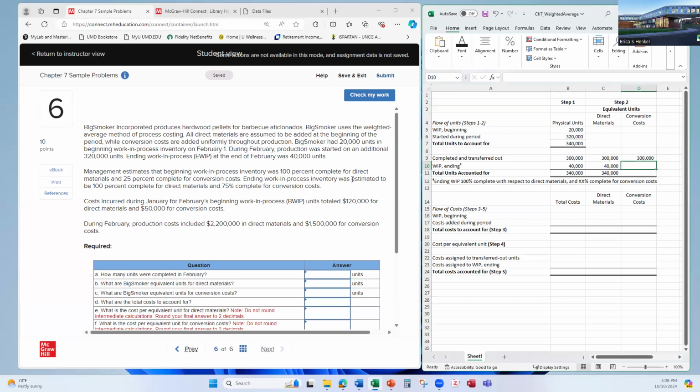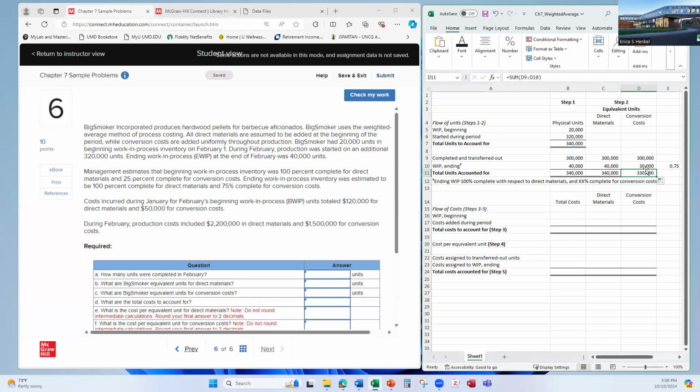Ending work in process inventory was estimated to be 100% complete for direct materials and 75% complete for conversion costs. Okay, so if I put 0.75 here, I'm going to take that E10 times my number of work in process units, and that's going to give me 30,000 units there. All right, so equivalent total units accounted for there is going to be 330,000. So that's our equivalent units for conversion costs there.